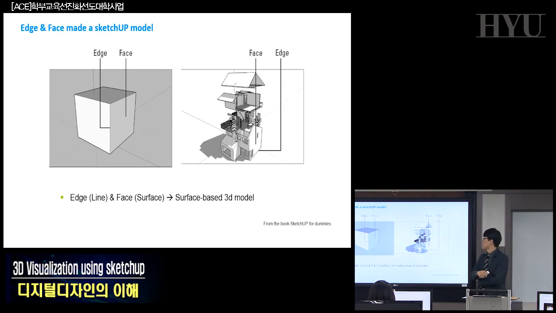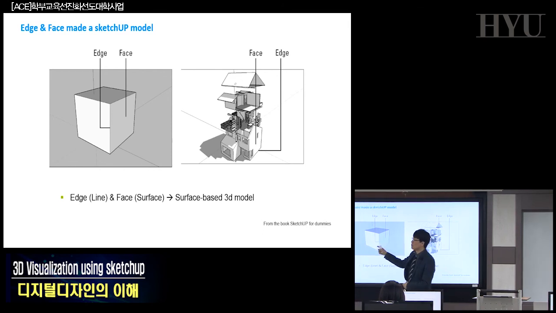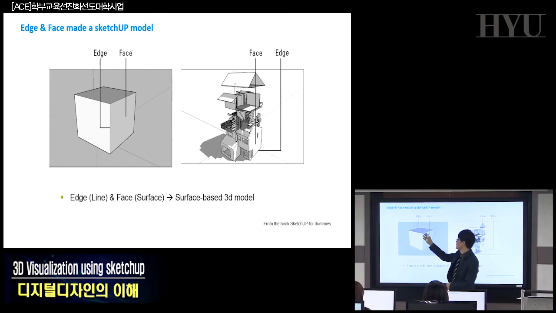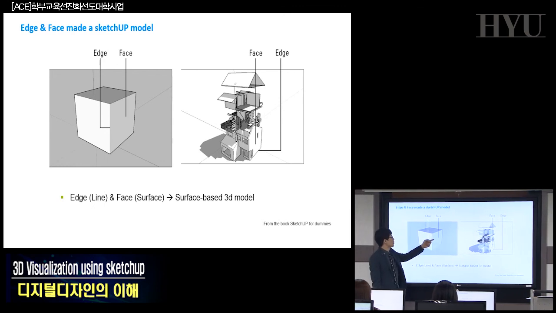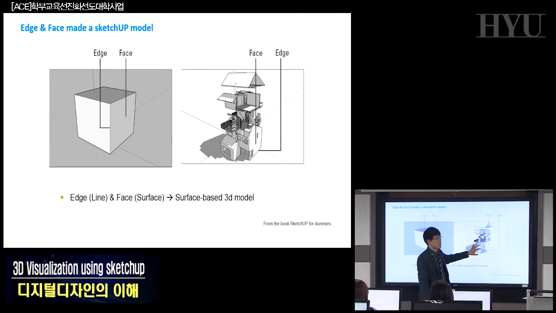So even if it looks like a 3D box, anyway, the subcomponents are here, edges, and their combination makes a series of faces, okay? If you delete this face, the inside is going to be hollow, nothing, because they are all surface-based 3D models. This is a very simple case. How about this kind of single house model?